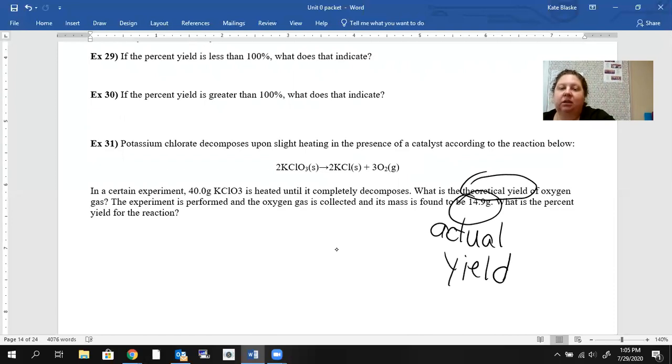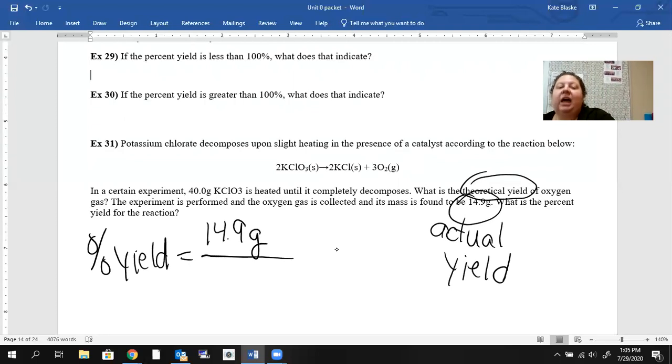So to find the percent yield, we would take that 14.9 grams divided by whatever the stoichiometry calculates that we should get for the oxygen gas. Multiply it by 100 to get our percent yield.